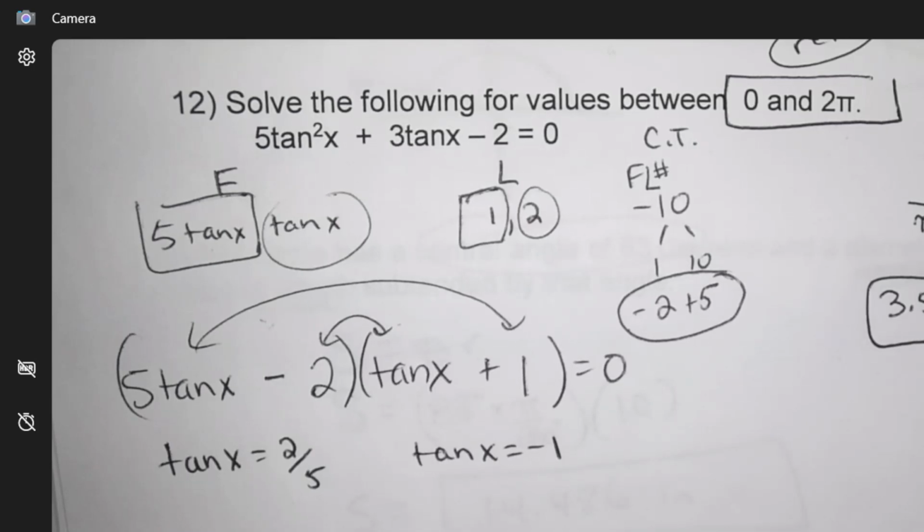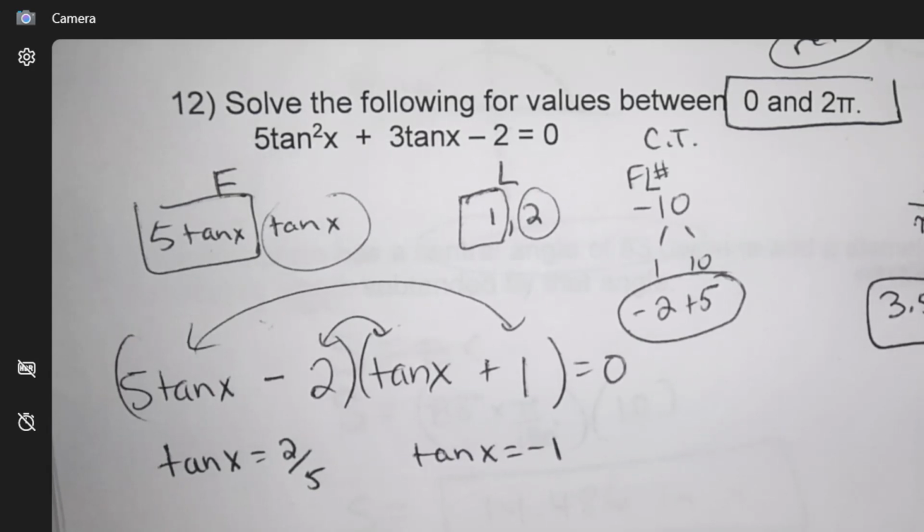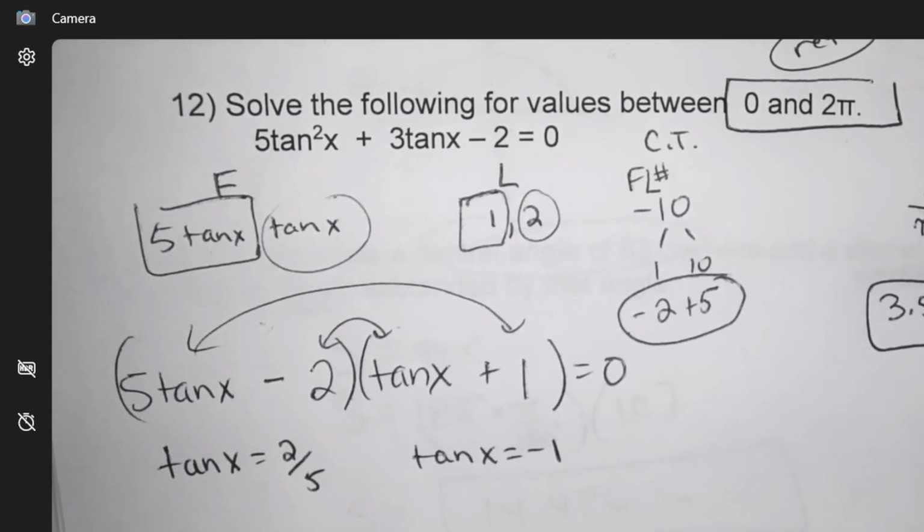Ask yourself if your answers make sense. This value here has to be somewhere between 3.14 and 4.7-ish. Remember this line? We always kind of remember 3.14, and we remember this one is about 4.7. So, yep, that number makes sense, right?